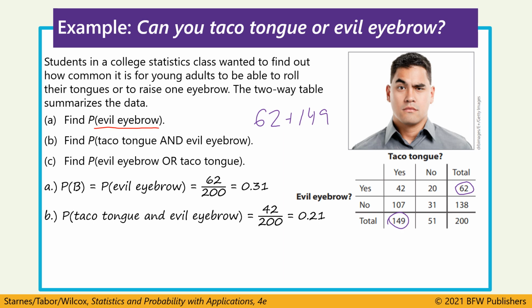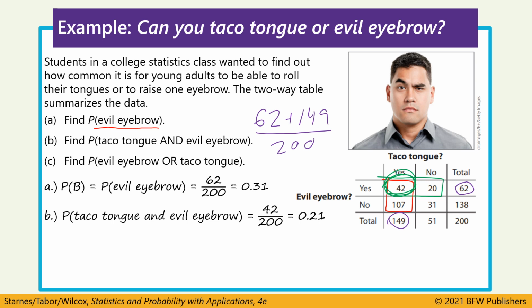And the reason being is that these are not mutually exclusive events. If we were to just add these together, we're double counting the people who can do both. So in other words, this 149 came from these two numbers added together. This 62 comes from these two numbers added together. And we can see that if we were to just add that 149 and the 62, that group that can do both of these gets counted twice.